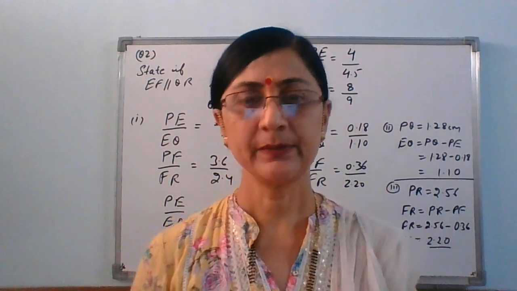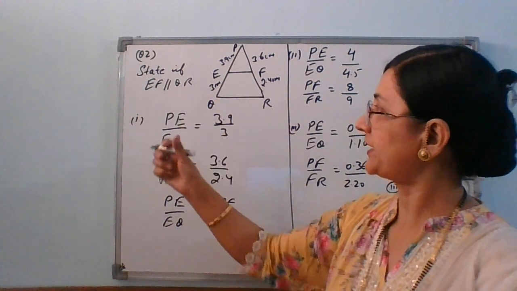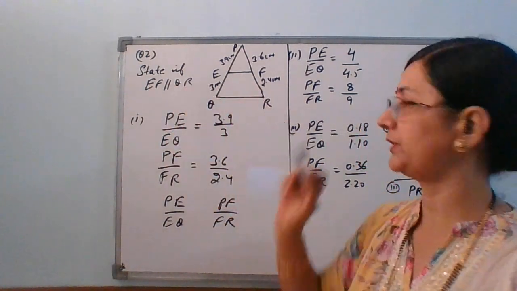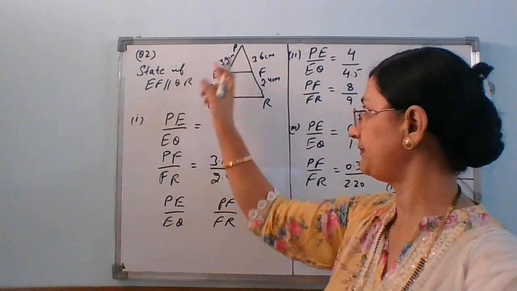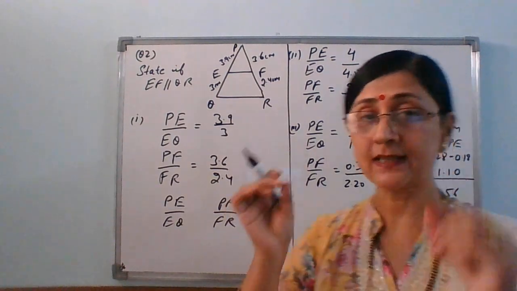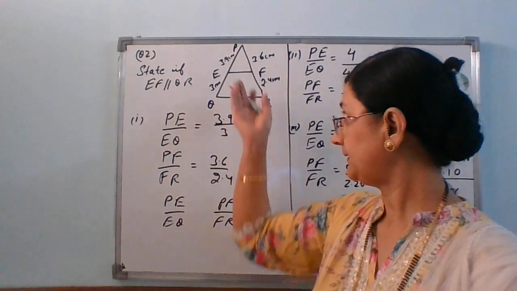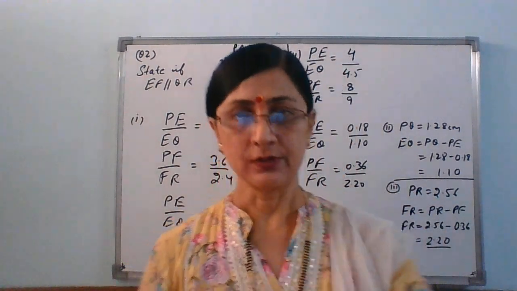Okay, students, question number 2. In question number 2, we have to check whether EF is parallel to QR. EF will be parallel to QR if PE upon EQ is equal to PF upon FR. If the sides are in ratio, then EF will be parallel to QR. So we need to check whether they are in ratio. Let us do that.